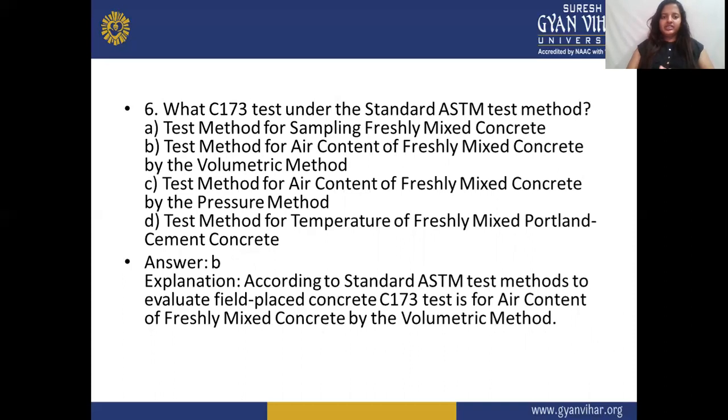What does the C173 test under a standard ASTM method stand for? Test method for sampling of fresh concrete, test method for air content of freshly mixed concrete by the volumetric method, test method for air content of freshly mixed concrete by the pressure method, test method for temperature of freshly mixed Portland cement concrete. The correct answer is B, and the explanation is that according to the standard ASTM test method to evaluate field placed concrete, the C173 test is for air content of freshly mixed concrete by the volumetric method.